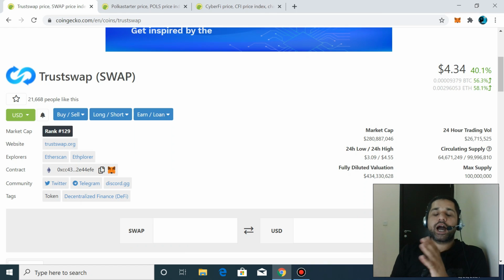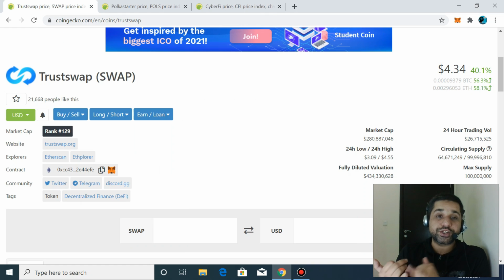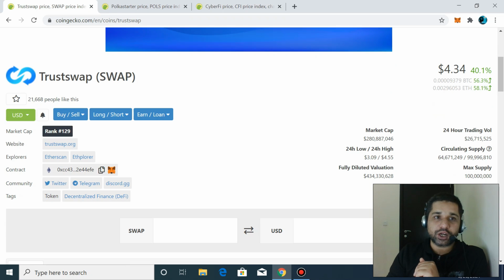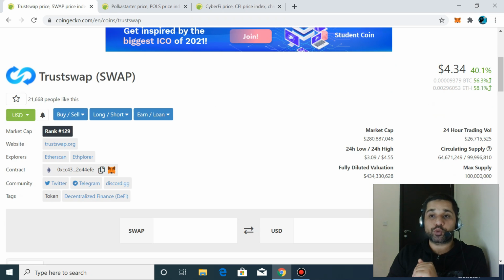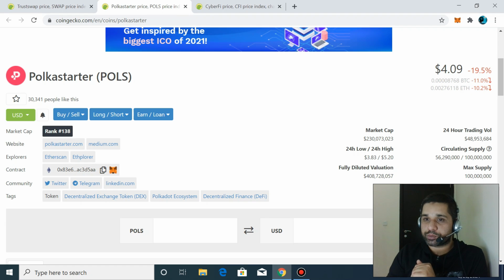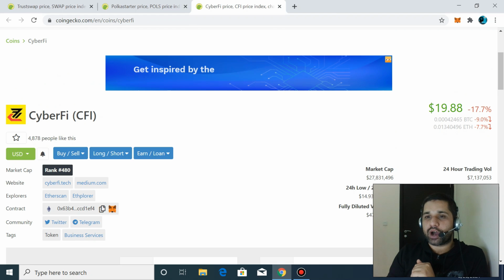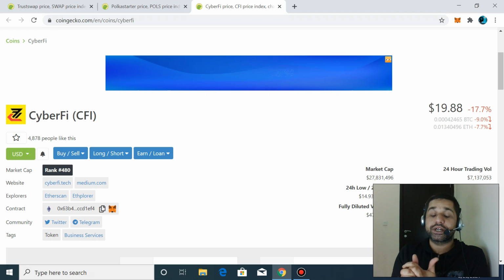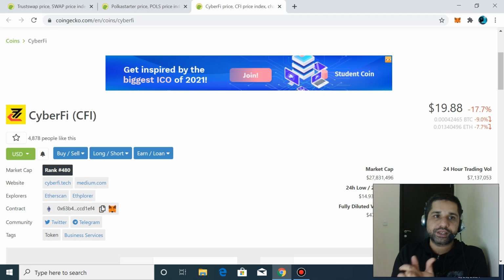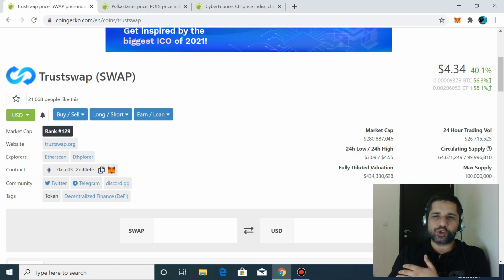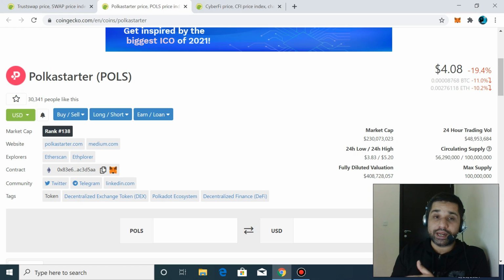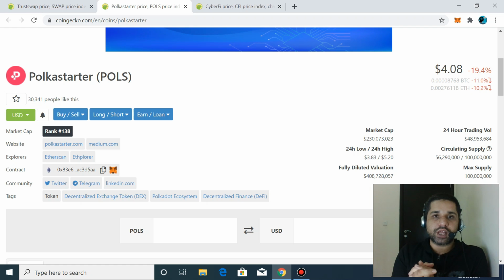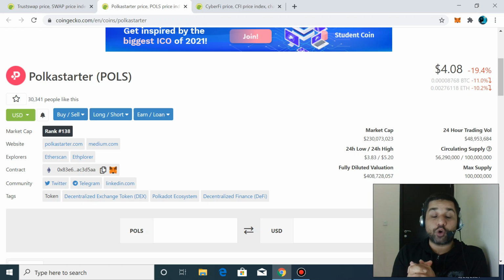As per my own idea, I shared three best altcoins with all of you. The first one is TrustSwap, the second one is POLS, Polka Starter, and the third one is CFI. Right now, the price of one TrustSwap token is $4.34, POLS is at about $4.09, and CFI is at $19.88. At the time when I predicted and made the video about these three altcoins, the price of one TrustSwap was I think $0.62, POLS was at about $1, and CFI was at about $6. So right now you can see the huge increase in the prices of all three altcoins.